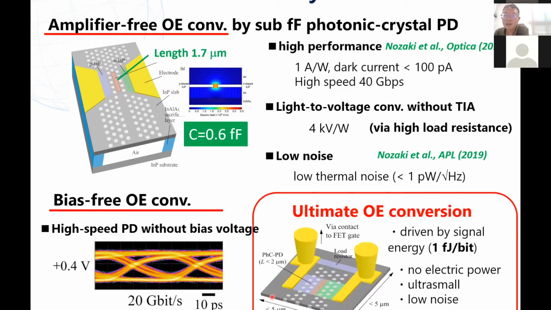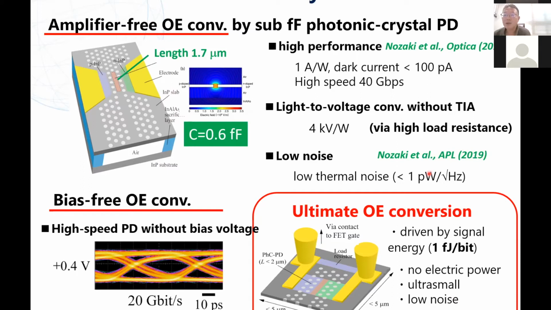So therefore, this small capacitance photodetector will lead to ultimate OE conversion. Since it does not have an electronic amplifier or bias circuits, it does not require any electric energy. And also the footprint is very small and the noise is low. So this OE converter will perform very well in optoelectronic accelerators.